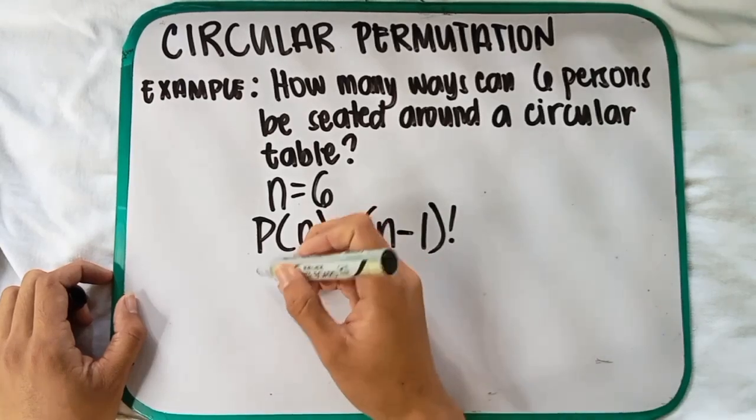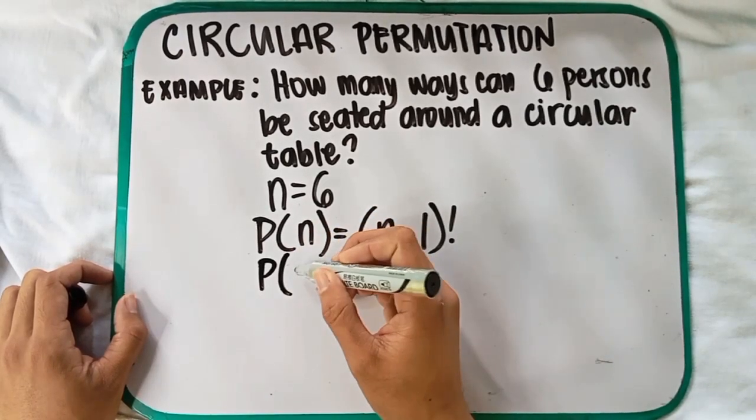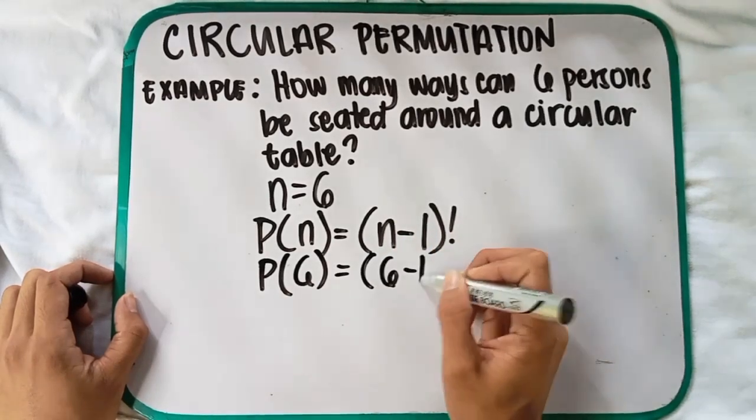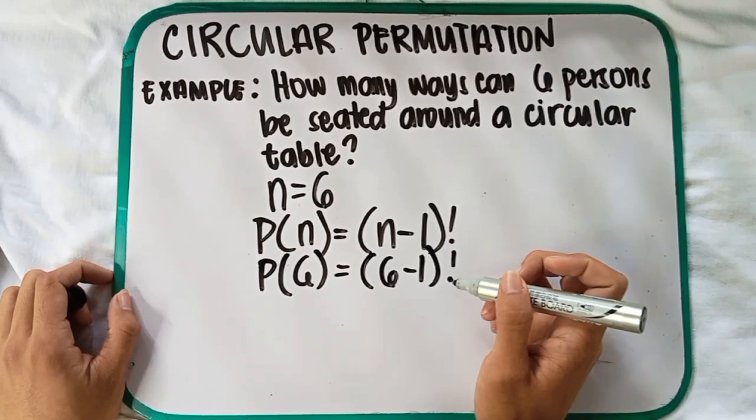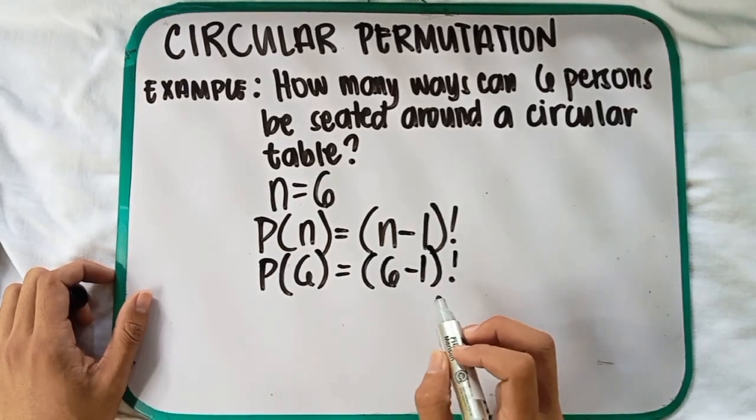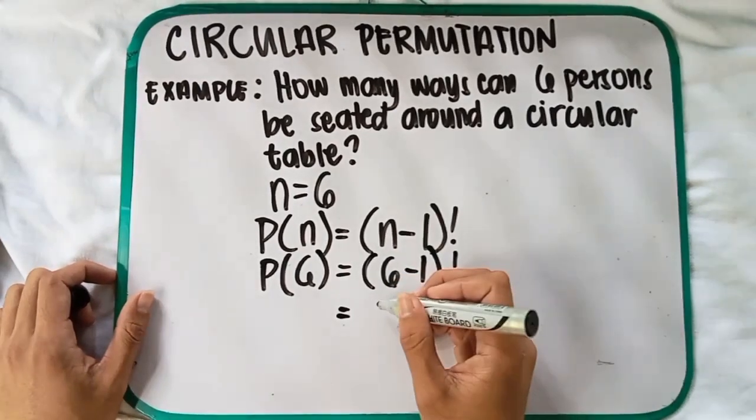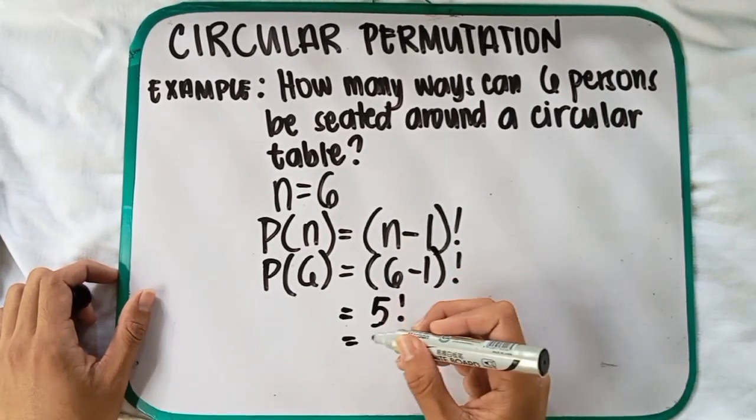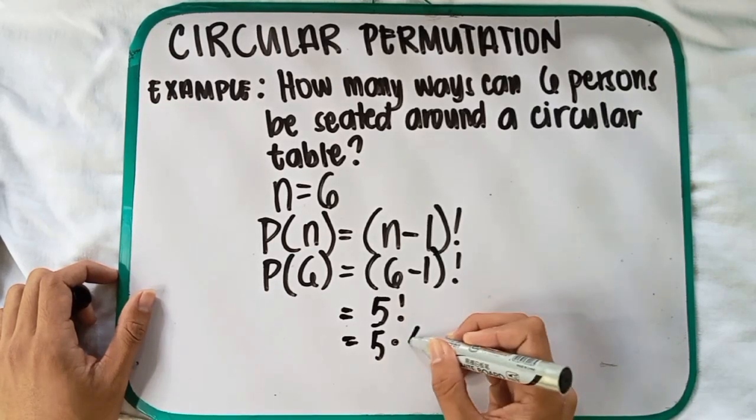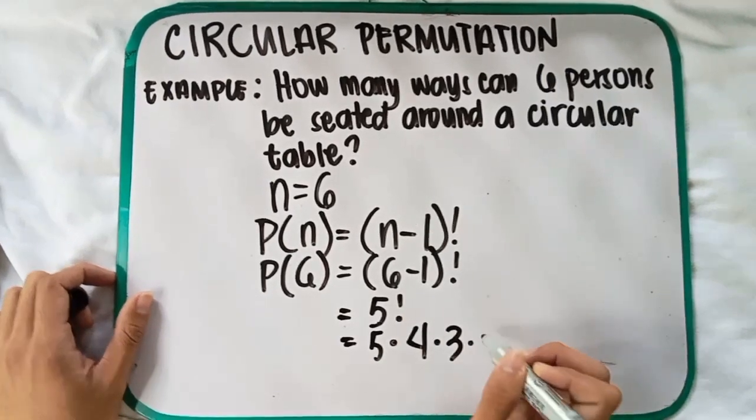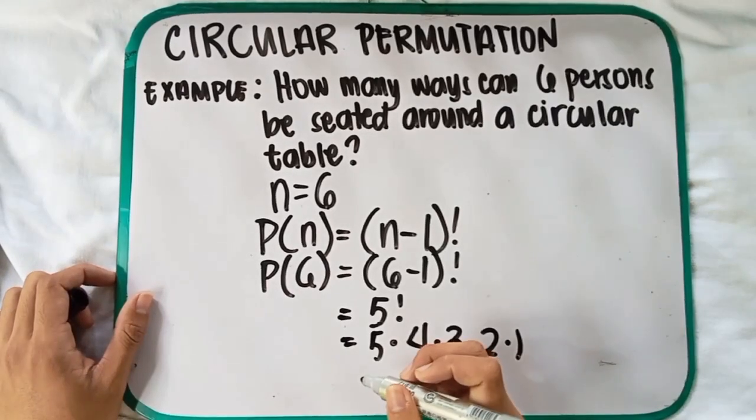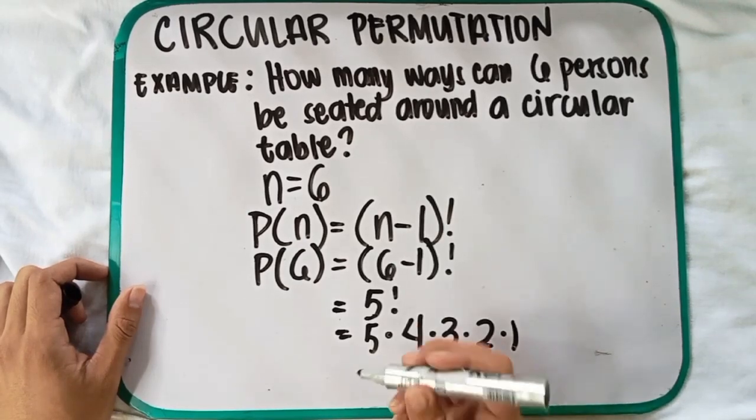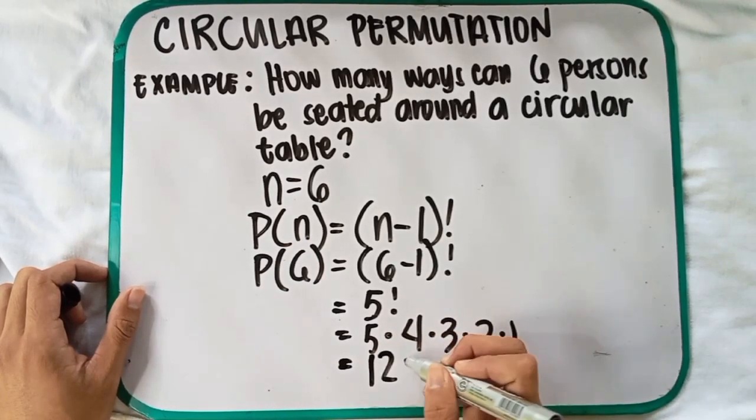Then let's substitute n, which is 6. So P of 6 is equal to (6 minus 1) factorial. 6 minus 1 is 5. Then copy the factorial sign. 5 factorial is equal to 5 times 4 times 3 times 2 times 1. After that, we're going to multiply all these numbers. So the answer is 120.